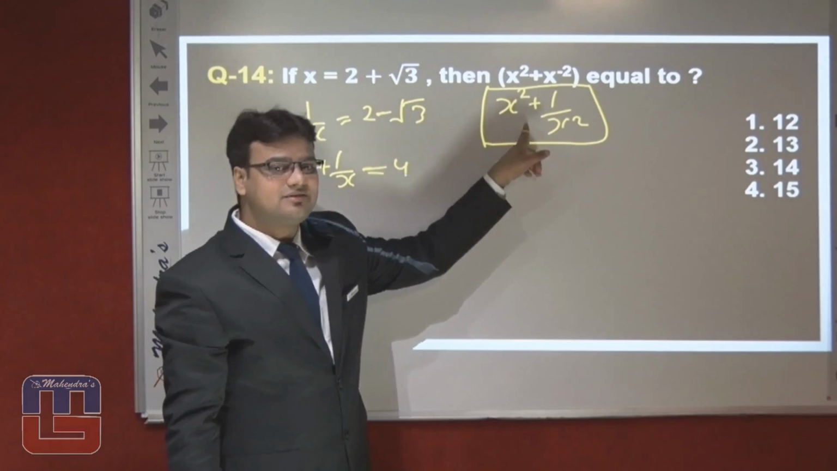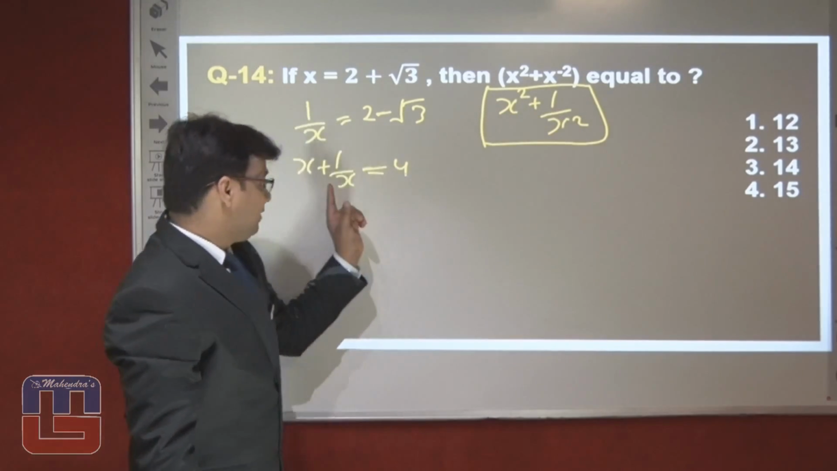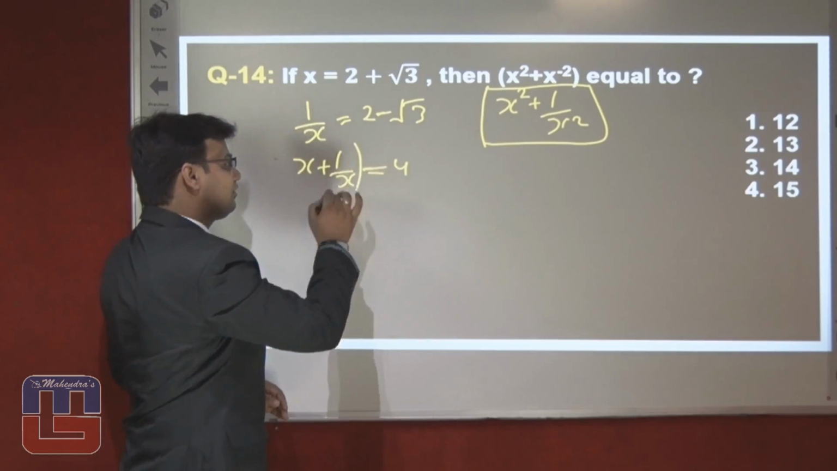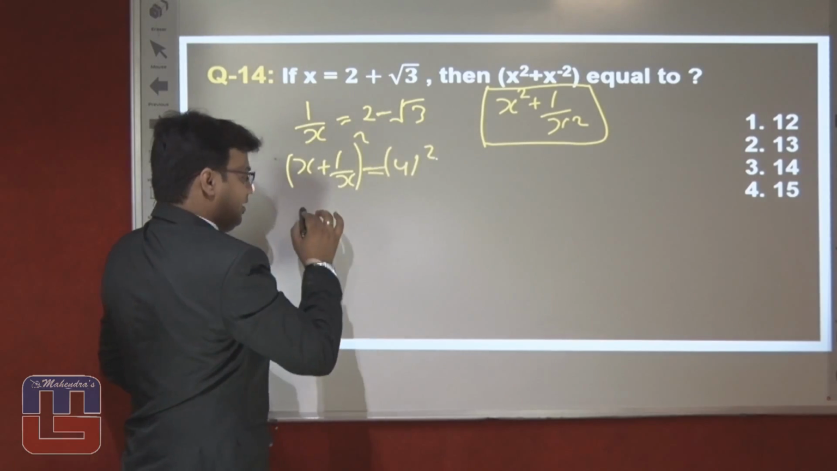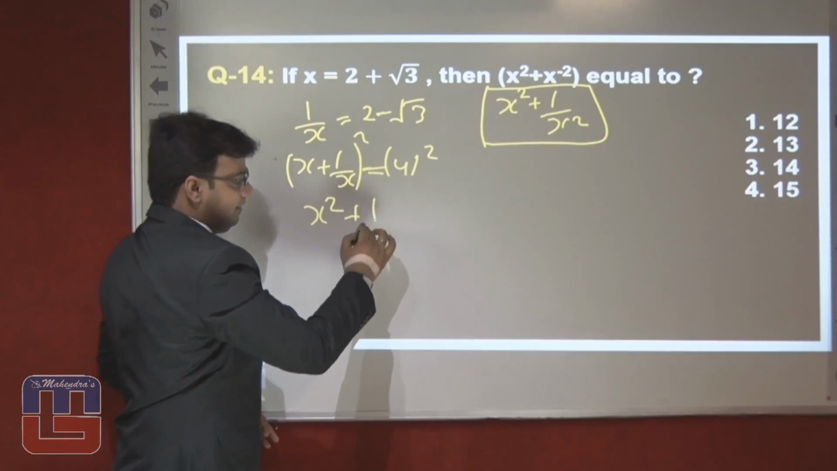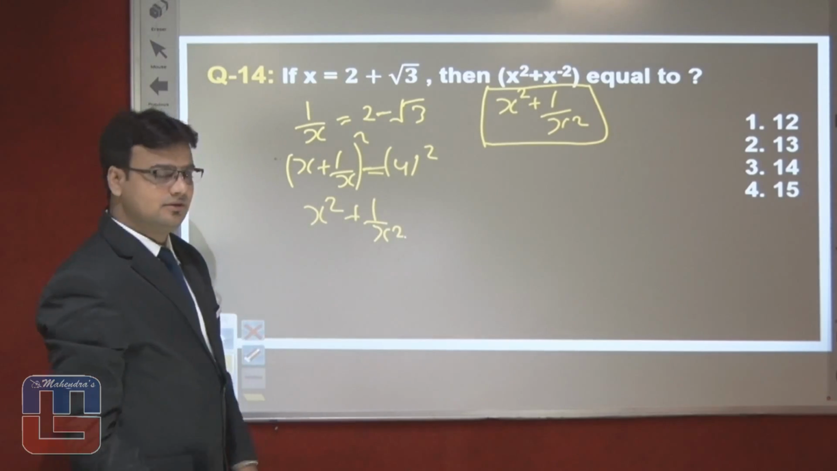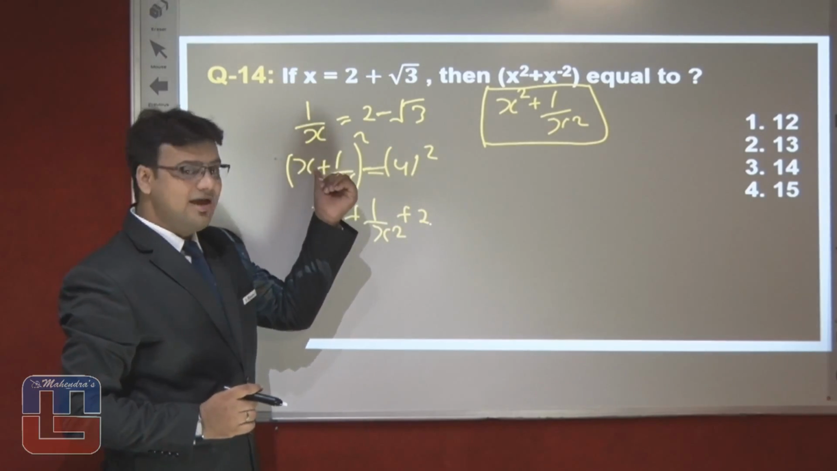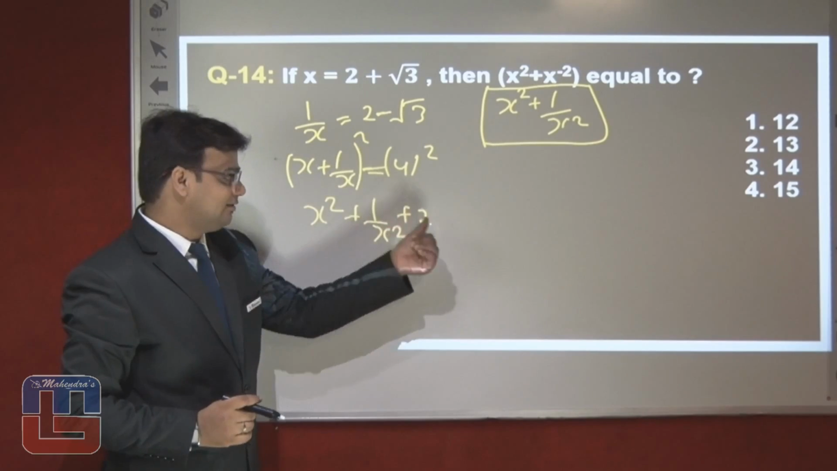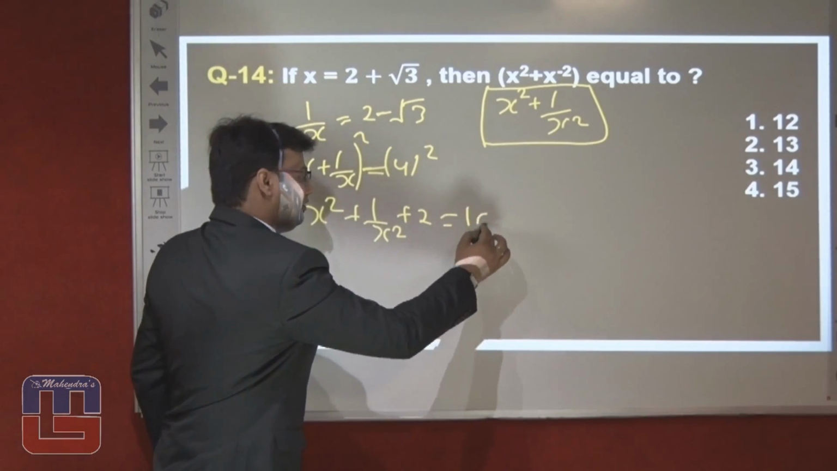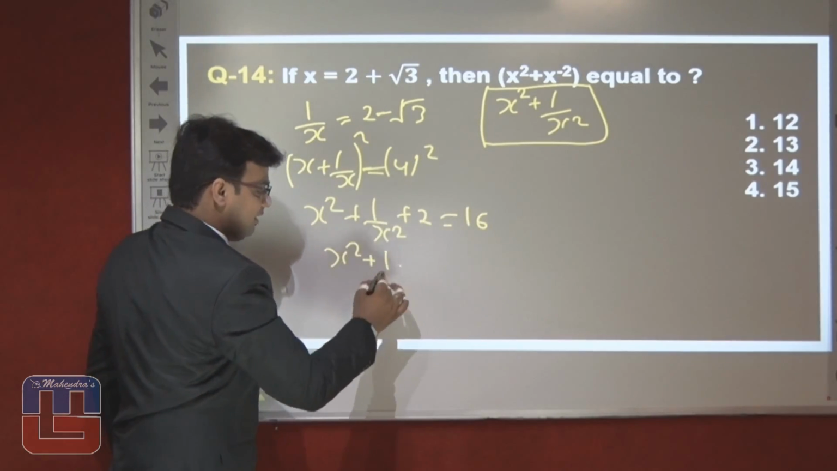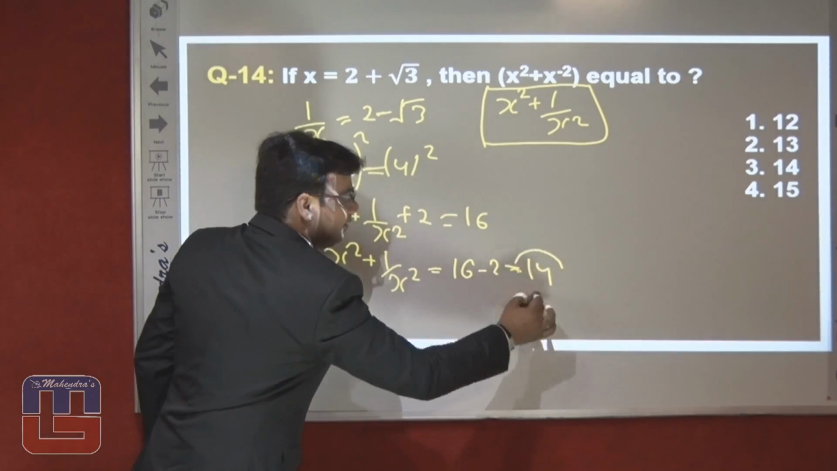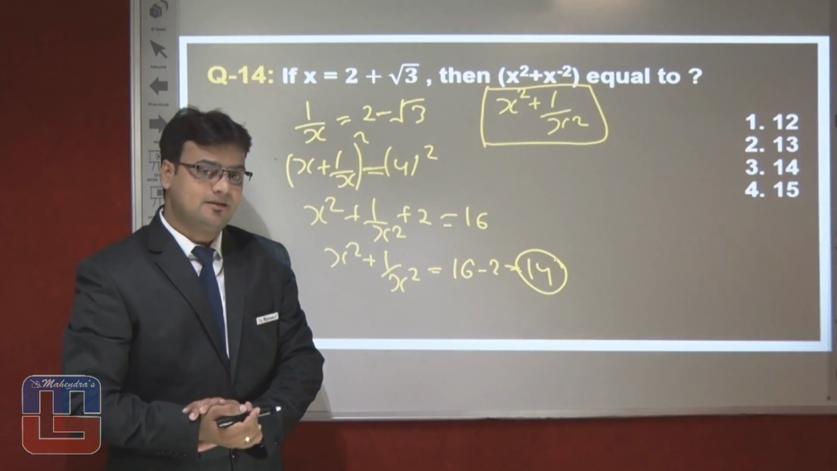We require x square plus 1 by x square. That means the square value. That means we square both sides. Then we get x square plus 1 by x square plus 2 times x into 1 by x, which cancels out, that means 2, is equal to 16. That means x square plus 1 by x square is equal to 16 minus 2, that means 14. That means our answer is 14.